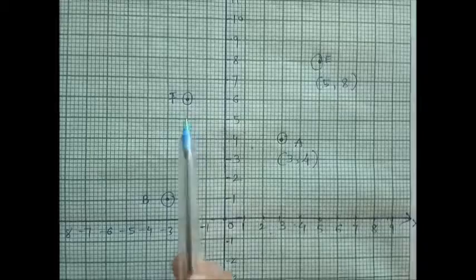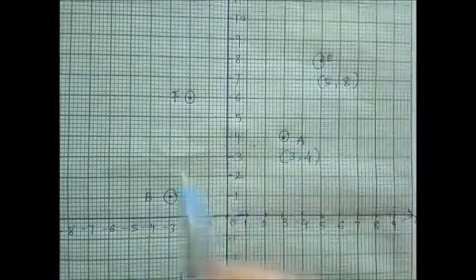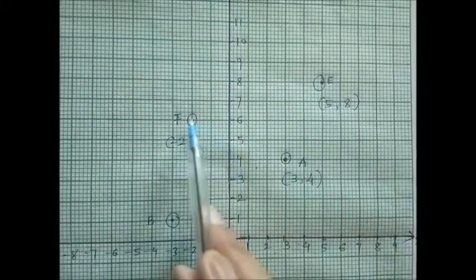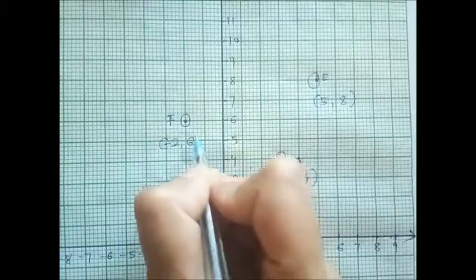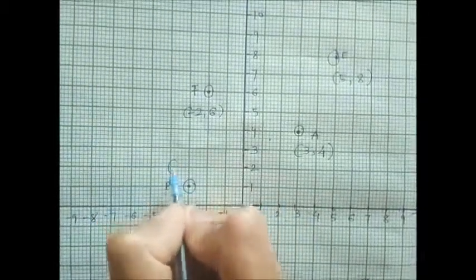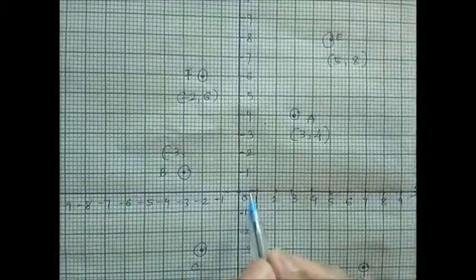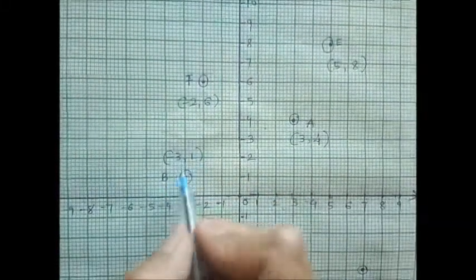Now let's take this F. What is the x coordinate? See, what is x? X is here, that is -2, right? And what is y? Y is here, that is 6. So -2 and 6 are the coordinate of F point, right? Now for B, what are the coordinates? Now see, for x it is -3, right? And what is y? For y it comes 1. So -3 and 1 are the coordinate of B.